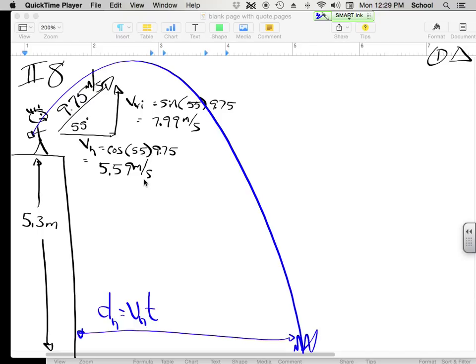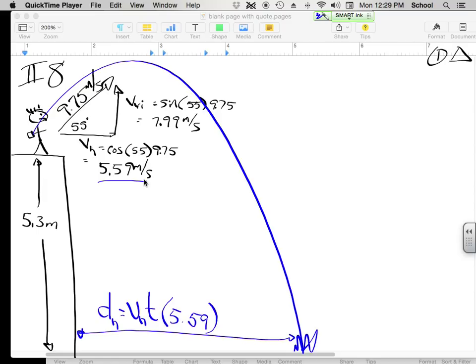Now, can I use the range equation here? Why not? The range equation only works when time up is equal to time down. Which one's going to be bigger here? Clearly time down is going to be much bigger than the time up. But we already know half of this, the VH. We know the VH we figured out right here was 5.59.